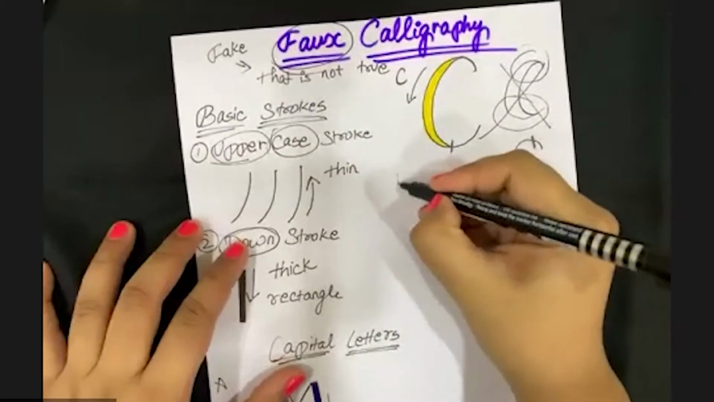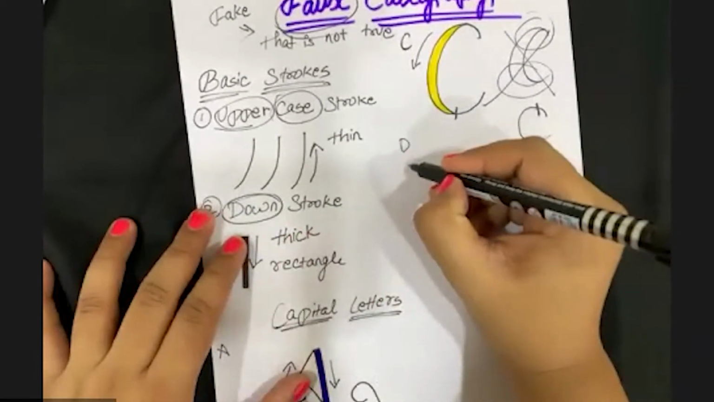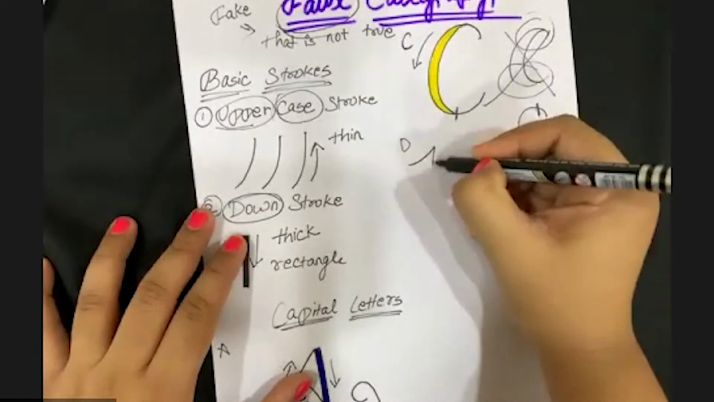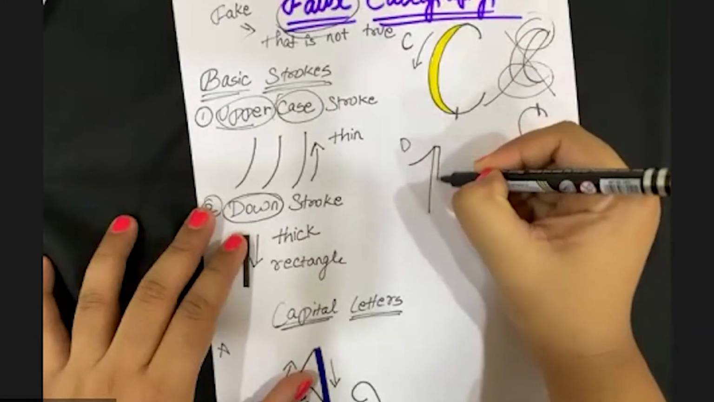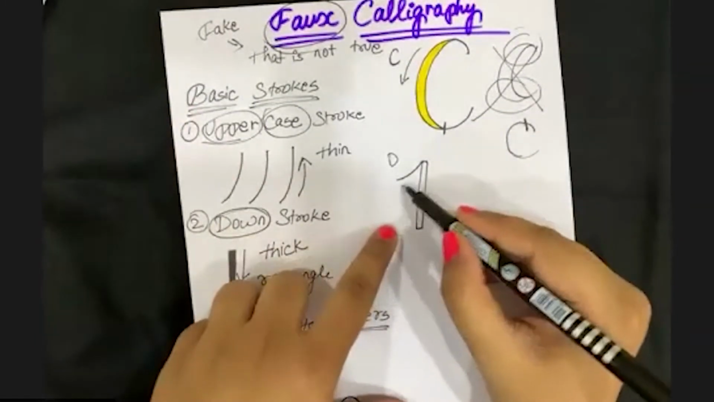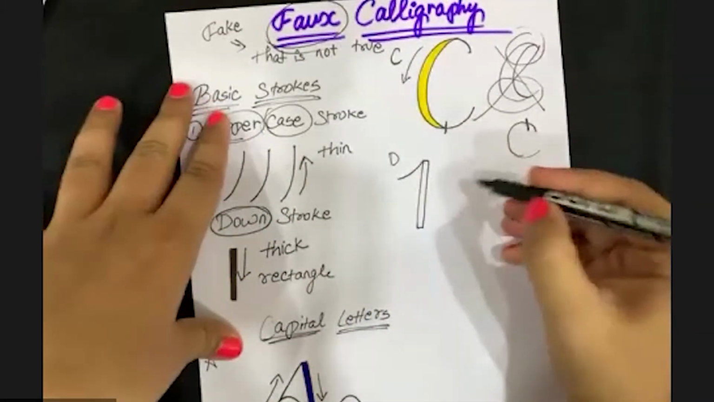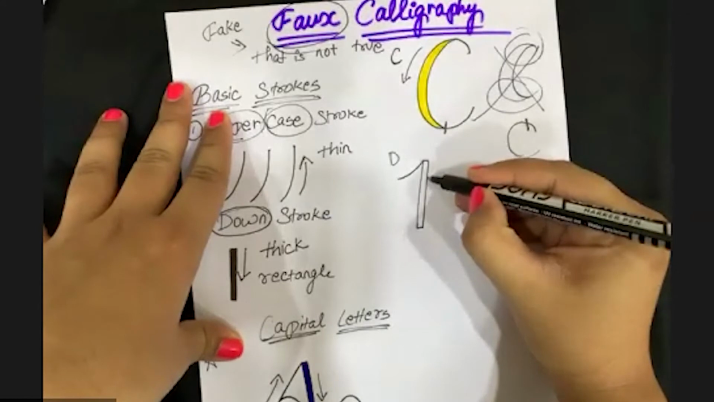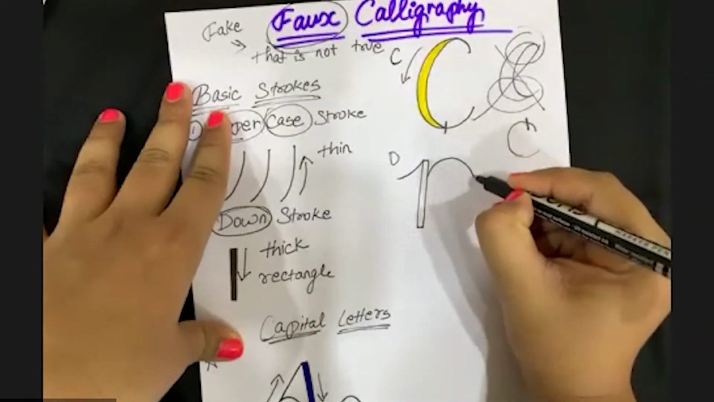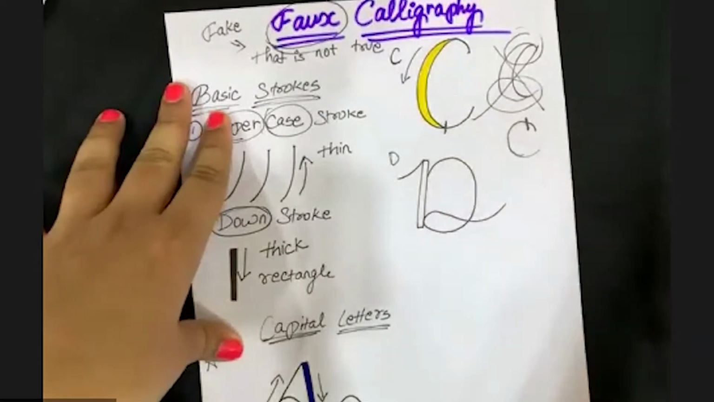Come on, okay? So yes, everybody has almost done the letter D. Look, thin upstroke, thick downstroke. Come on, everybody, look at my letter D. Thin upstroke, thick downstroke, same as the letter B. Again, you have to go on with upstroke, downstroke, and then you have to add this curve.